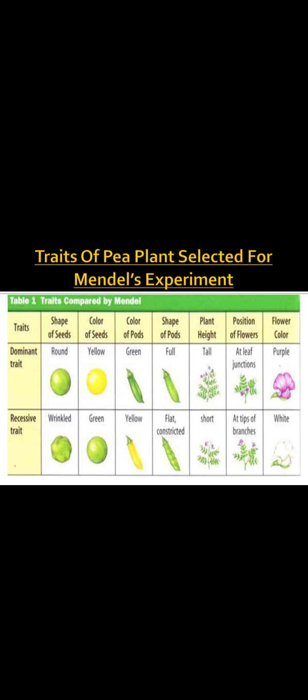Traits of pea plant which are selected for Mendel's experiment. And what are all the traits? How many traits? That is 7 traits. Shape of the seed. Under traits, you can say dominant trait and recessive trait. And I have explained to you, children, what is dominant and what is recessive.